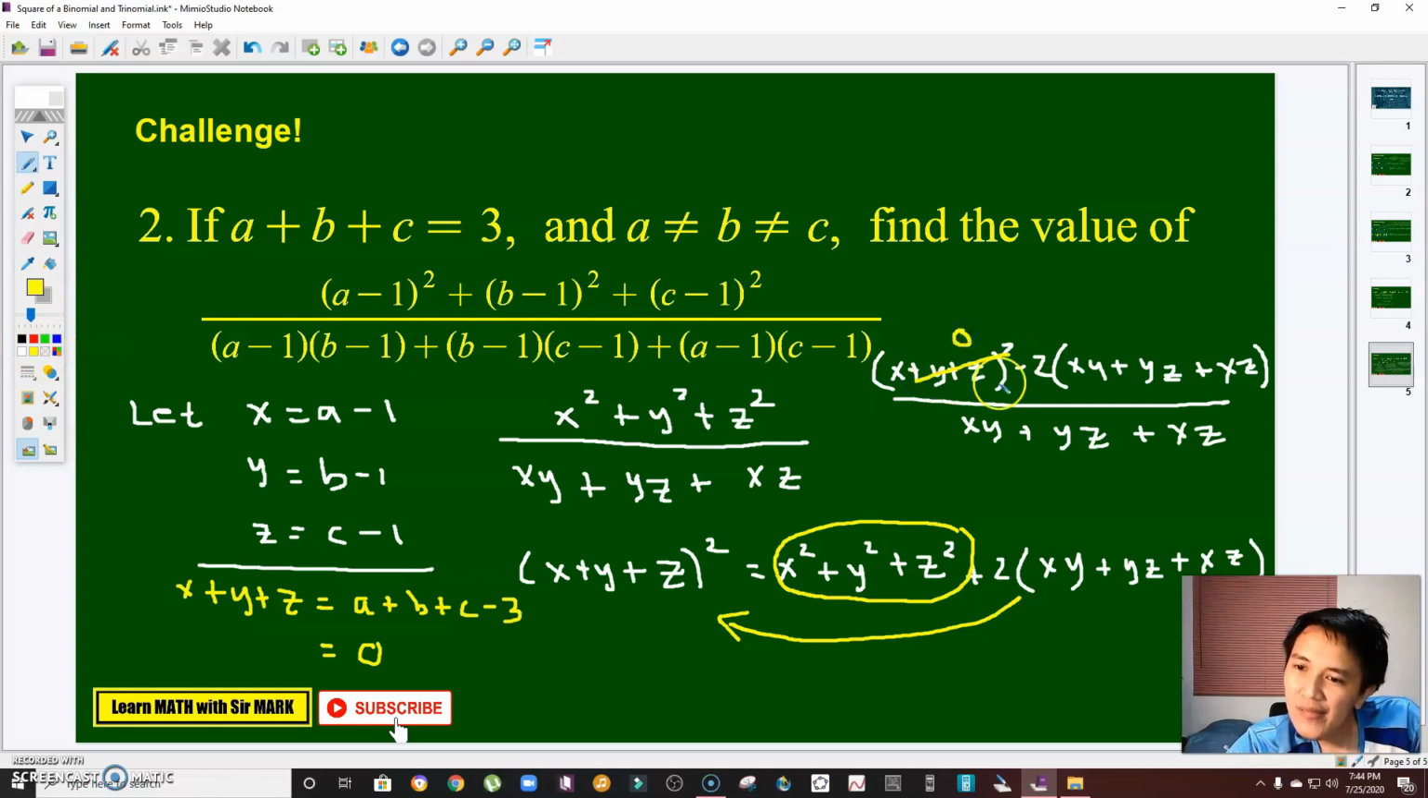What will be left is negative 2 times this expression all over the same expression. So they will just cancel each other, the entire denominator. Therefore, the final answer on this problem is actually negative 2.